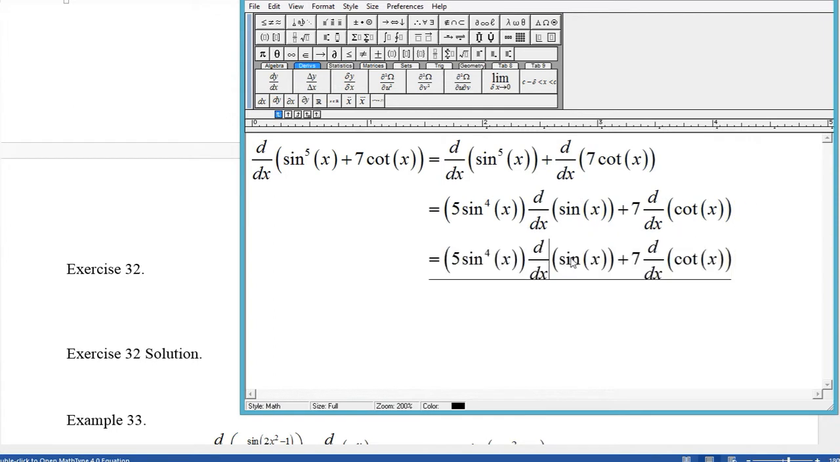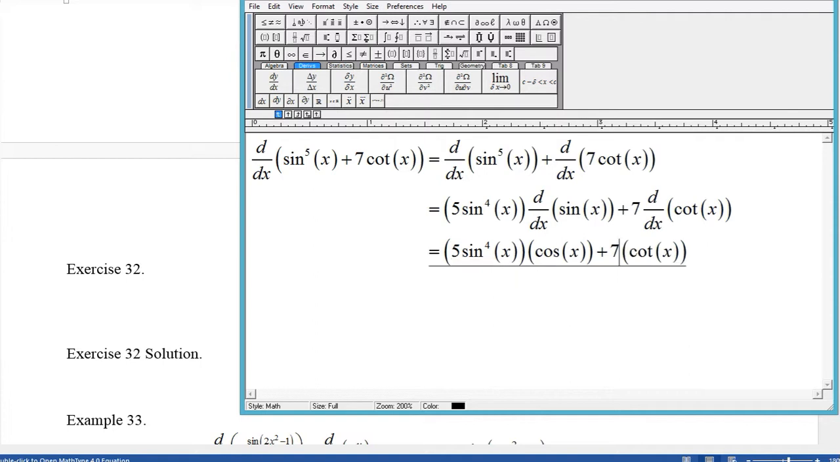Derivative of sine of x is cosine of x. And then this derivative sine goes away. Derivative of cotangent of x is minus, since it starts with a co, so it's minus. But notice the parentheses here, so this is still multiplication, not subtraction. So it's the opposite of cosecant square.